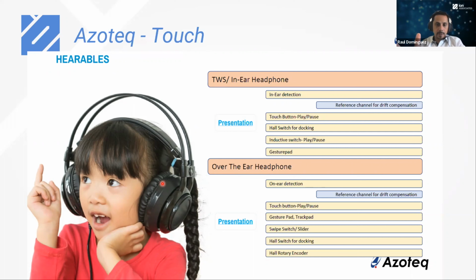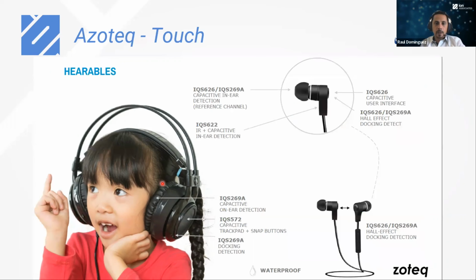Both have the same type of things. On the over-the-ear, we also have a Hall rotary encoder, so you can have something that rotates to control something. Next one, please. Here we see the ICs we have and what they do.